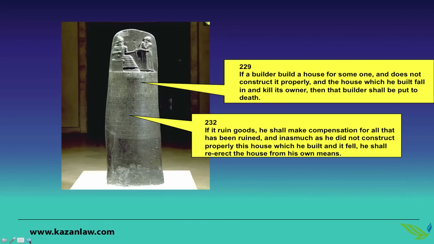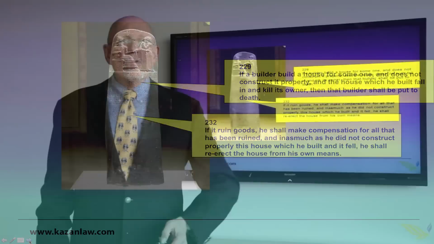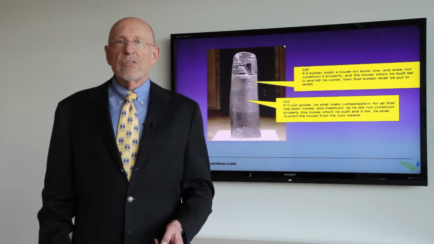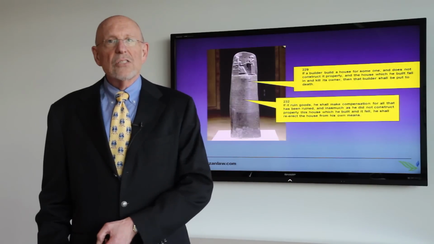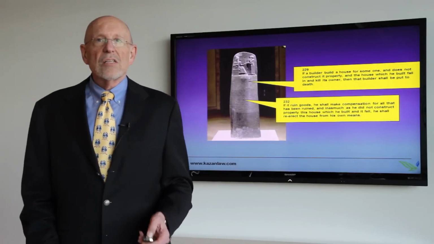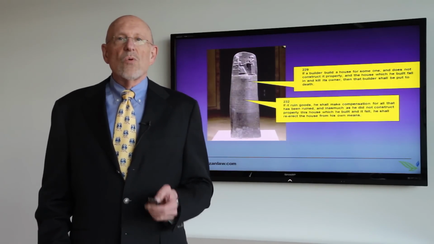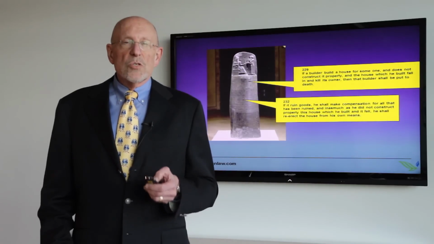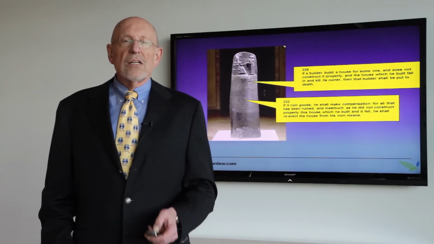If the building collapses and ruins goods or property in the building, then the builder has to make compensation for what he has ruined. And since he didn't construct the building properly, he has to re-erect it, rebuild it at his own expense. There are two interesting things about this. First, this is civil damages. You have to pay compensation for what you did. And Hammurabi's law doesn't say you have to have a trial and figure out if the builder did something negligent. Instead, he says the mere fact that the building collapsed is evidence that it wasn't built properly. You are responsible for fixing the damages that the collapse caused.